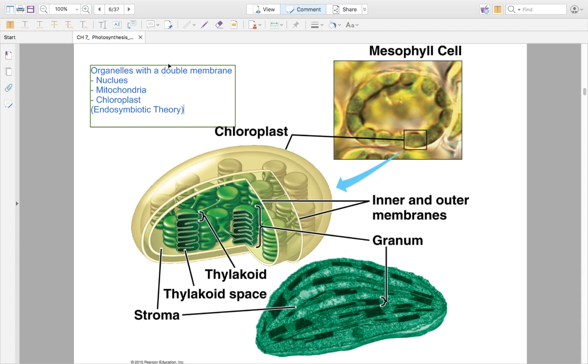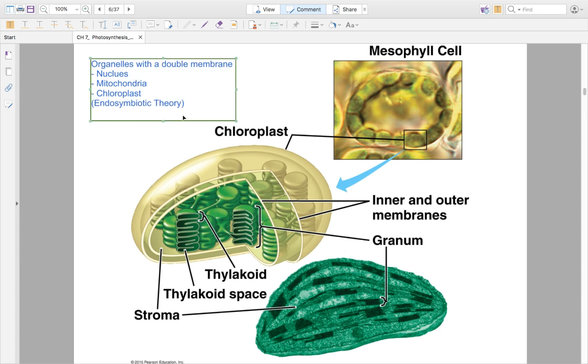Okay, so the chloroplast, it has an inner and outer membrane. There's the inner membrane, okay, there's the outer membrane, and inside of it, it's got this kind of semi-solid fluid, it's kind of gelatinous, called the stroma. So all of this space, it's not air, it's filled with this gelatinous type fluid called the stroma.